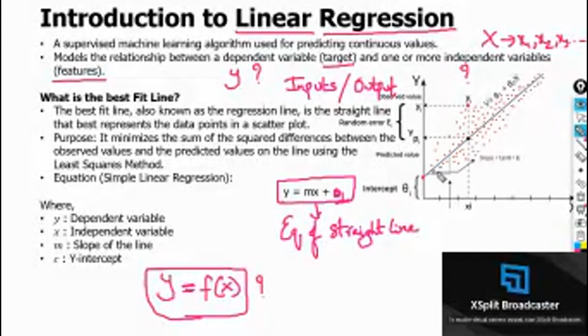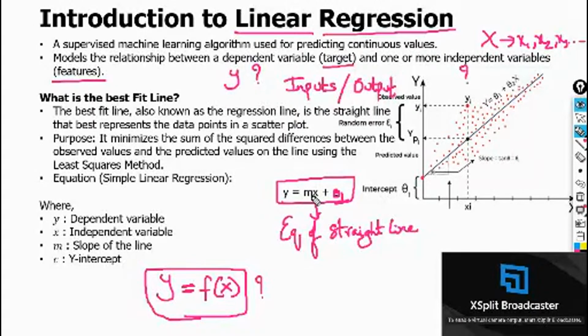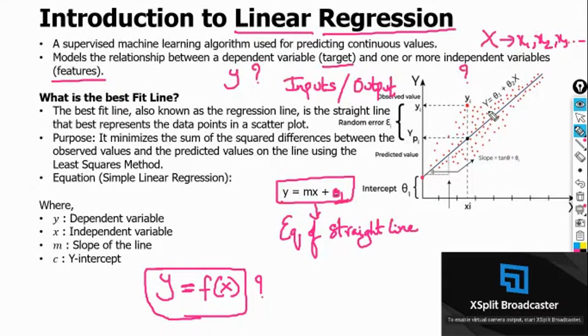Okay, and the angle, if you see, the slope is represented as theta. So here is the equation, theta 1 plus theta 2 x. The slope is represented using theta 2 and the intercept is represented using theta 1. It depends on the variables that you use, but y equals mx plus c is the standard, friends. So our aim is to identify or build an equation similar to this equation of a line.